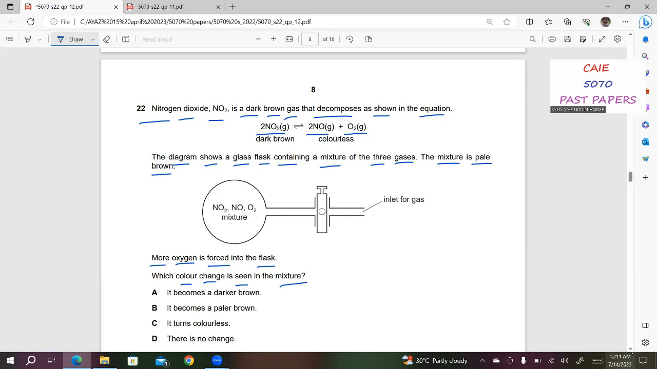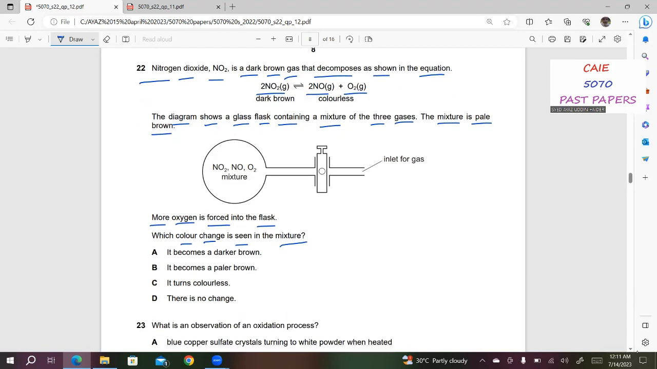Now, if they are forcing more oxygen into the flask, the equilibrium will definitely shift towards the reactant side. So there will be a darker brown. The color will become darker. So A must be the right answer. It becomes a darker brown.